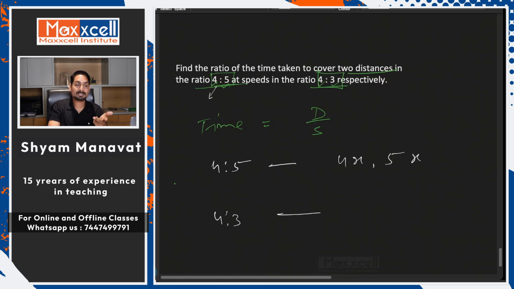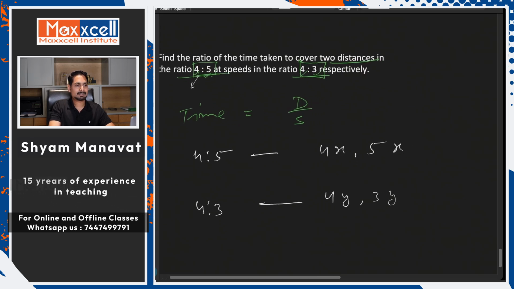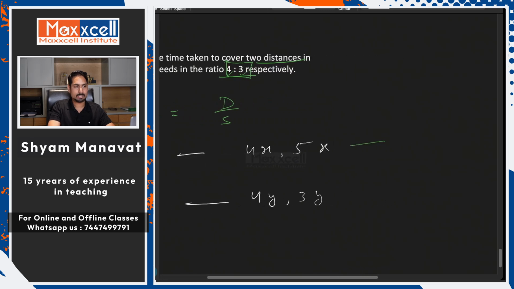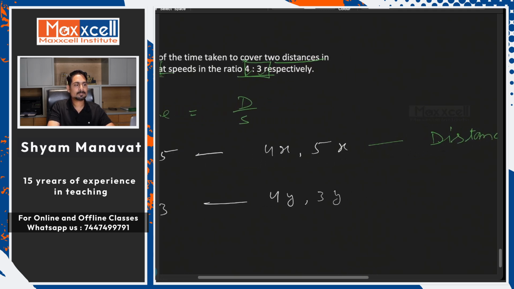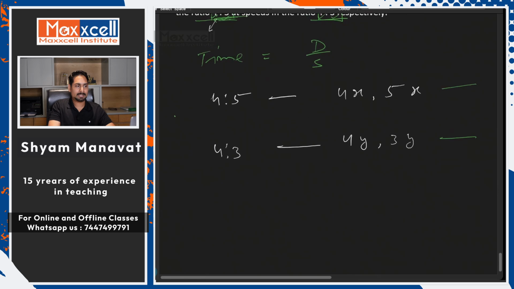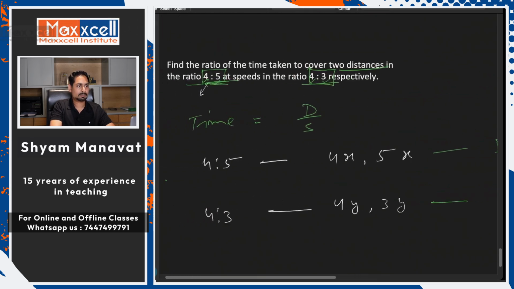No, I need to take different multiple constants, right? Let me say 4y and 3y. Now what is this? This is distance as per the question. 4:5 was the ratio of distance, right? So what do you get here? Distance. What do you get here? You get speed, no, not time, this is the speed, my bad.